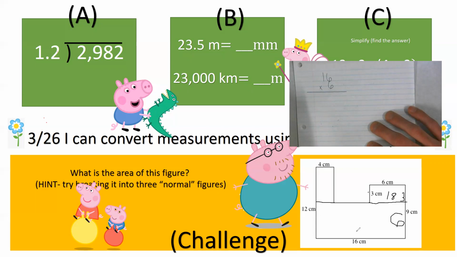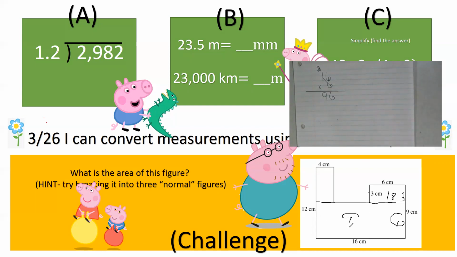16 times 6. 6 times 6 is 36. 6, 7, 8, 9. 96. So down here's 96. Where's my mouse? Here it is. 96. I'm going to circle it so I don't get confused with that 6 that I made.